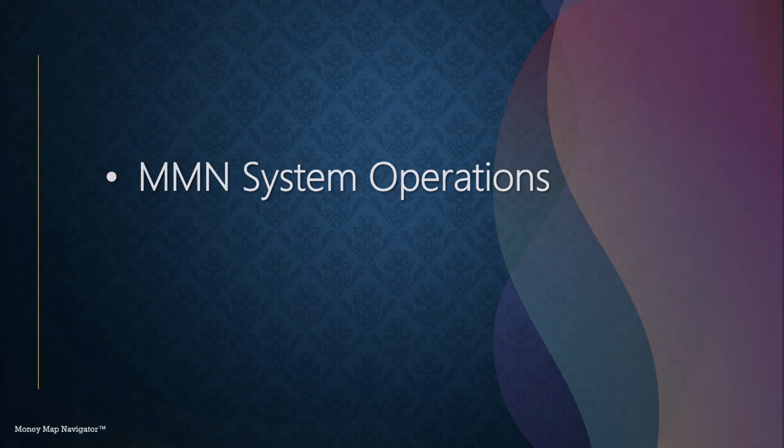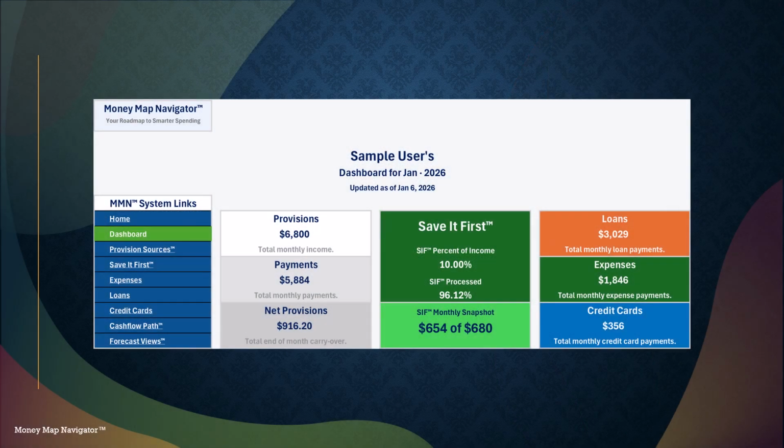Money Map Navigator System Operations. The dashboard. This is where you check the health of your Money Map Navigator system at a glance. This is not a place where you enter a lot of data. It's a place where you read the results. Think of it like your instrument panel. It tells you whether your month is stable, whether your plan is tight, and whether your Save It First amount is safe. Here's the most important idea: the dashboard helps you answer one question. Do I have enough remaining cash flow to be comfortable, or do I need to adjust something?